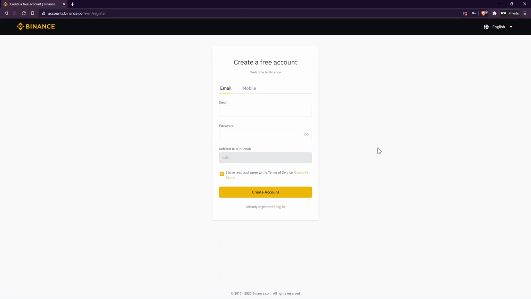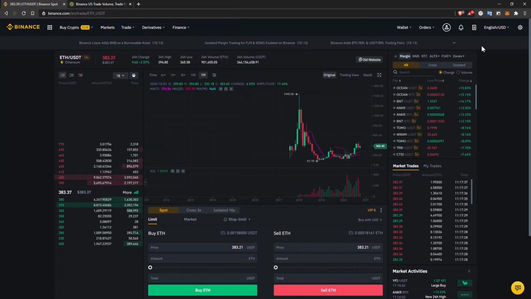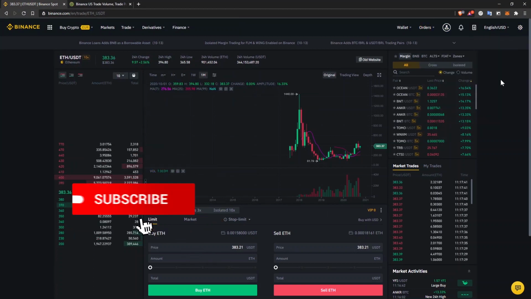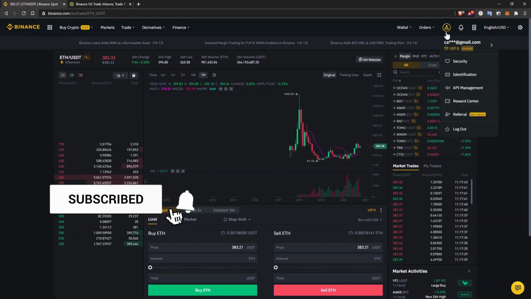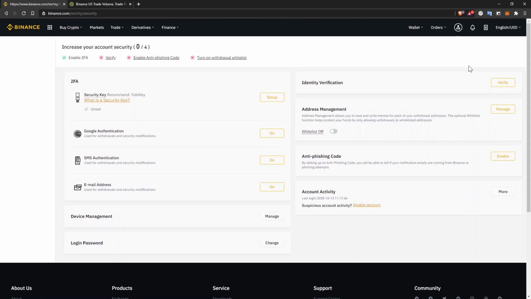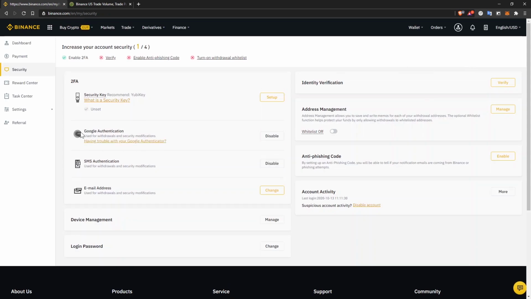So come here, use my referral ID, and once you're logged in, the first thing you'll have to do is come to settings. Let me see where it is. Here you go, security, and then enable Google authentication or SMS authentication.